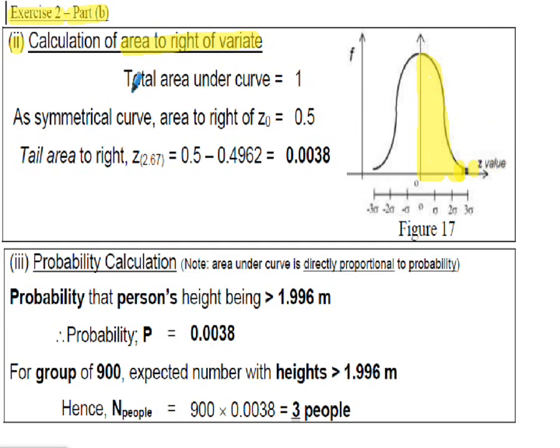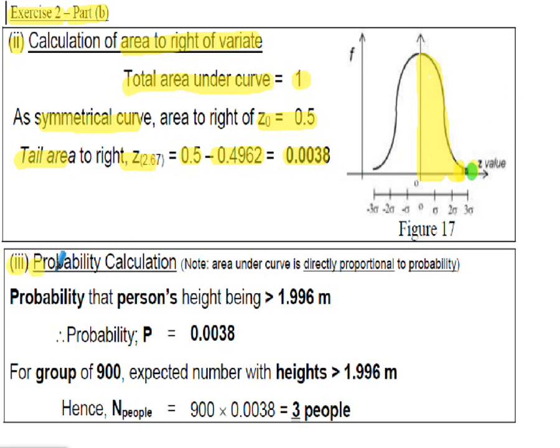Again, noting that the total area under a normal distribution curve is 1 when it's normalized, and it's a symmetrical curve, that means half of the area is 0.5. So from Z0 to the far end on the right hand side would be 0.5 area. To find the tail area, which is to the right of Z of 2.67, that will be 0.5 take away the 0.4962 to give a tail area of 0.0038. So the area that we're looking for is up here in the tail.